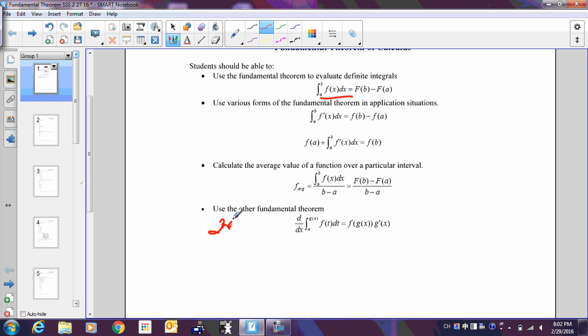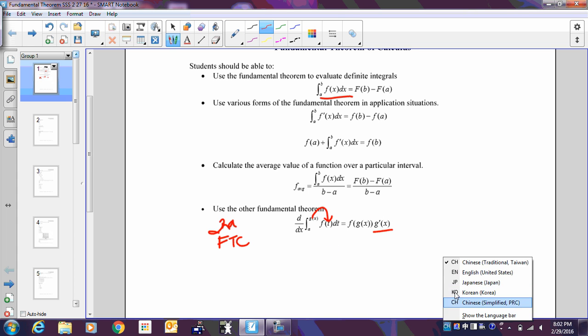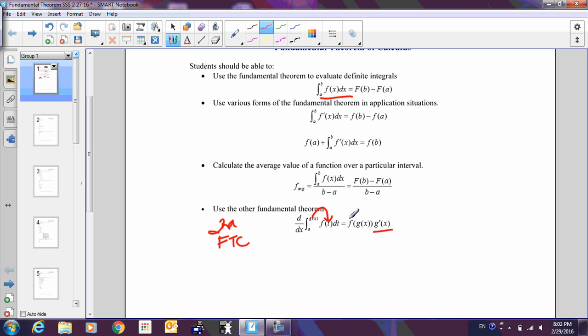This we also called the second fundamental theorem of calculus. If you derive an integral, you are going to plug in your upper bound in for t and then apply chain rule. Technically you would do minus and then do the same thing with the lower bound, although that lower bound on the AP test is always going to end up being a number.